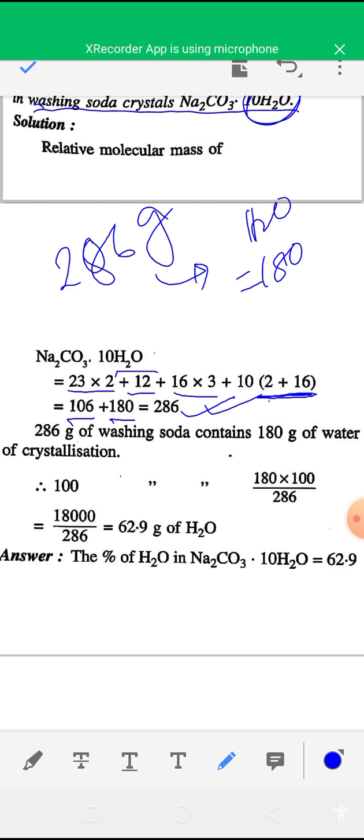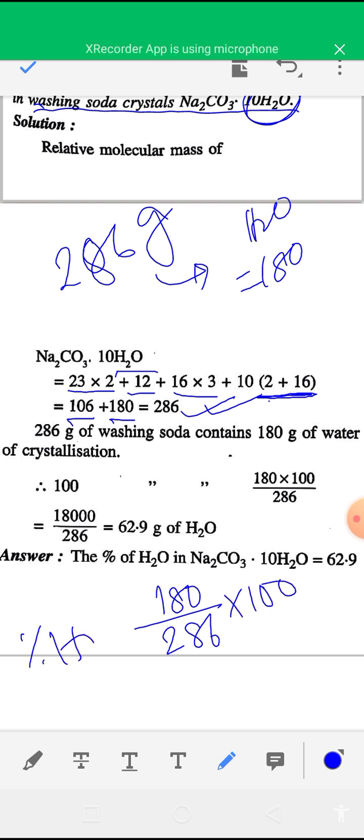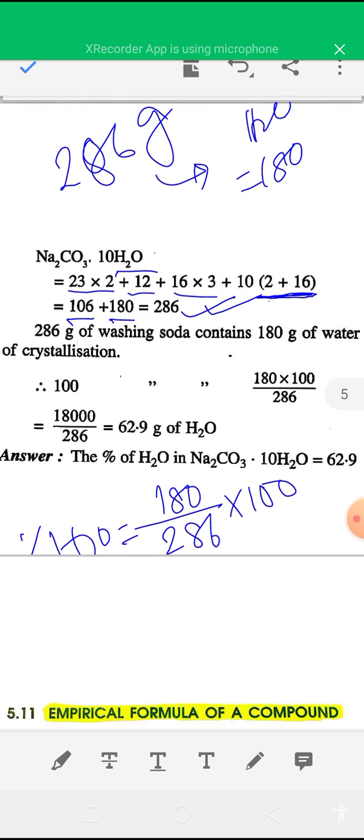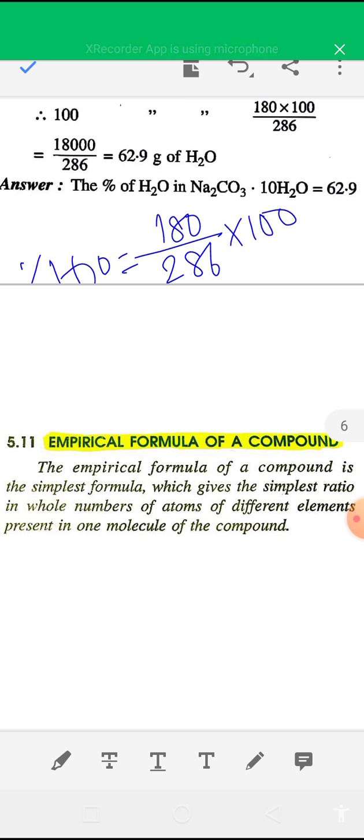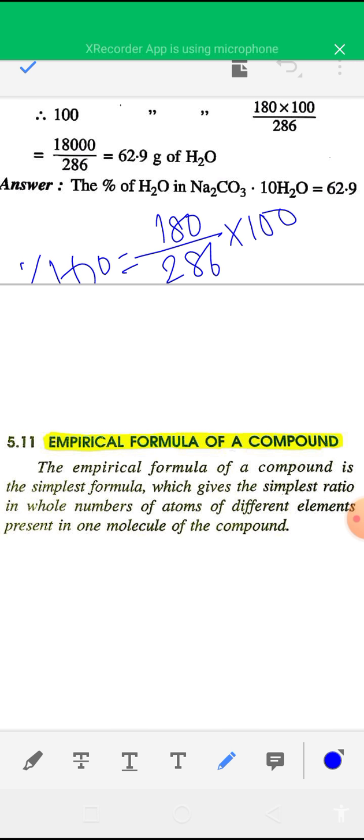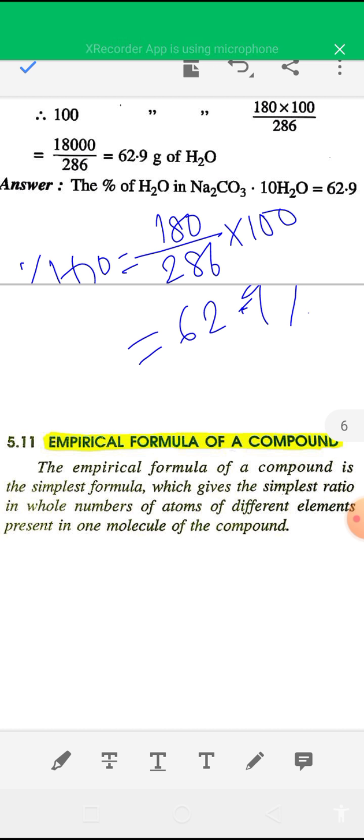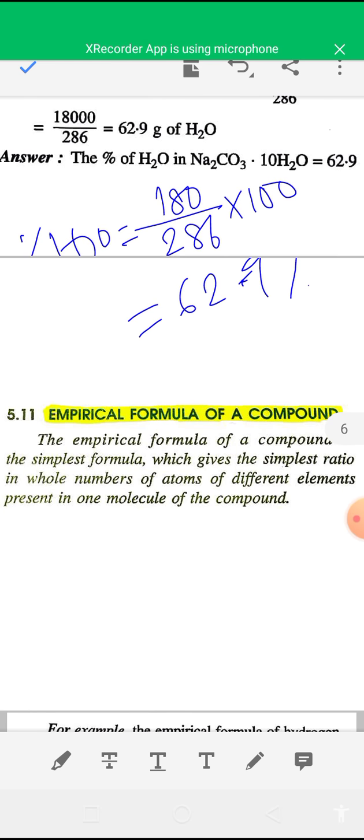So the percentage of water is 180 divided by the total molecular mass, that is 286, into 100. Very simple calculation. Okay, and the answer is 62.9%. So in one molecule of Na2CO3.10H2O, the percentage of water is 62.9.